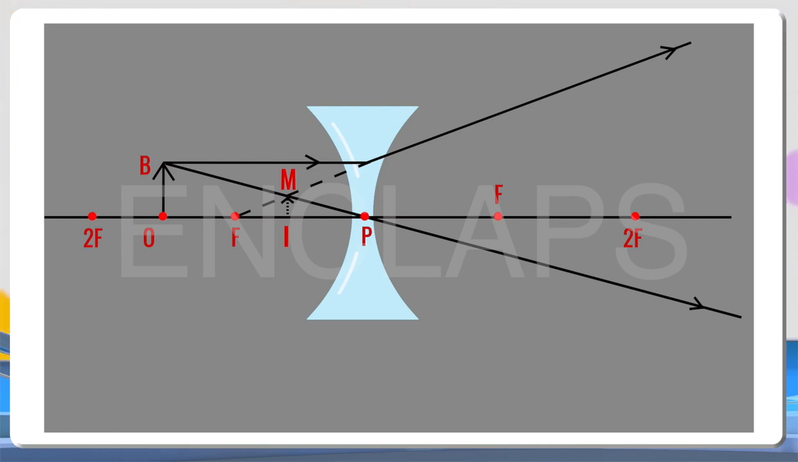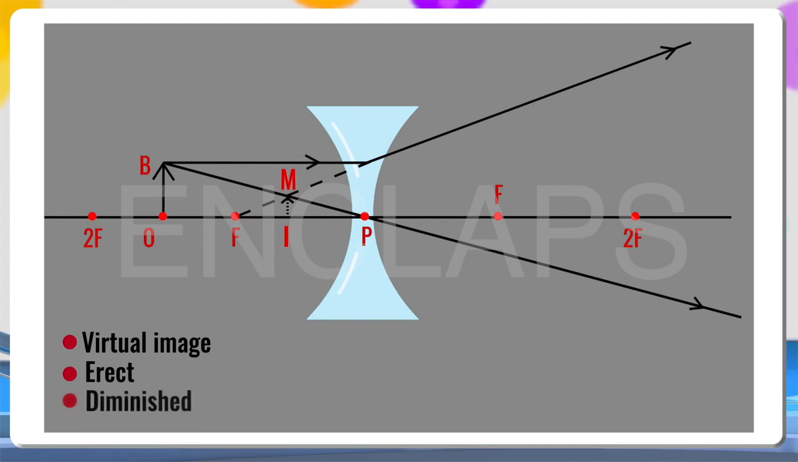Since they do not intersect really, the image formed will be a virtual image. It is formed above the principal axis. So, it is an erect image. IM is much lesser than OB. Therefore, the image formed here will be a diminished image. The image formed by a concave lens will be virtual, erect and diminished. It will be formed near the lens.